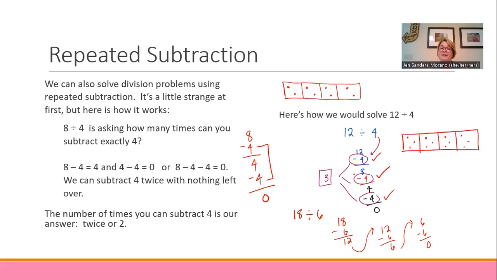Okay, how many times did I subtract 6? 1, 2, 3. So because I subtracted 6 3 times, that is the same idea. All right, so let's go see my story problem that I quickly flipped and then came back.